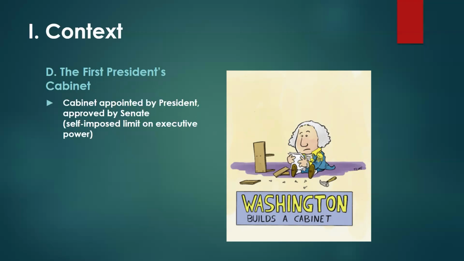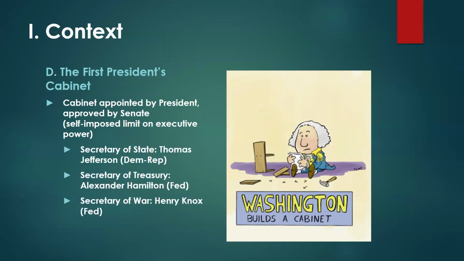But he really believed in the principles of the Constitution, okay? And he put a self-imposed limit on his executive power. So what he did here is he selected people who he wanted to be in his cabinet, but he had the Senate approve of them. Okay, the Senate had to approve. So he's putting a limit on his own presidential power, setting that precedent for others to do so moving forward.